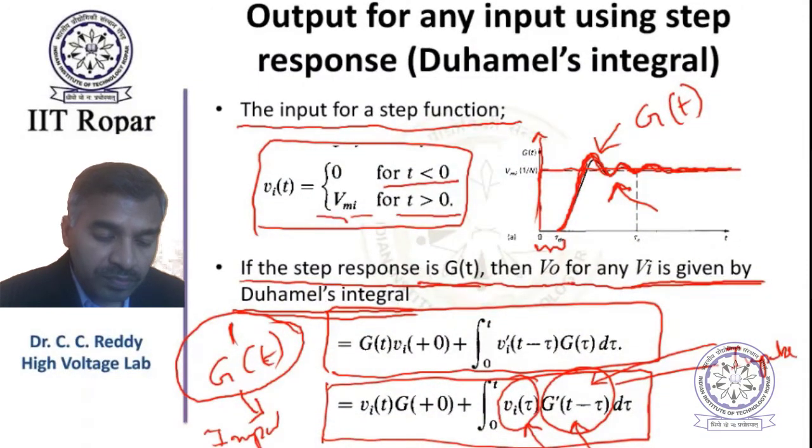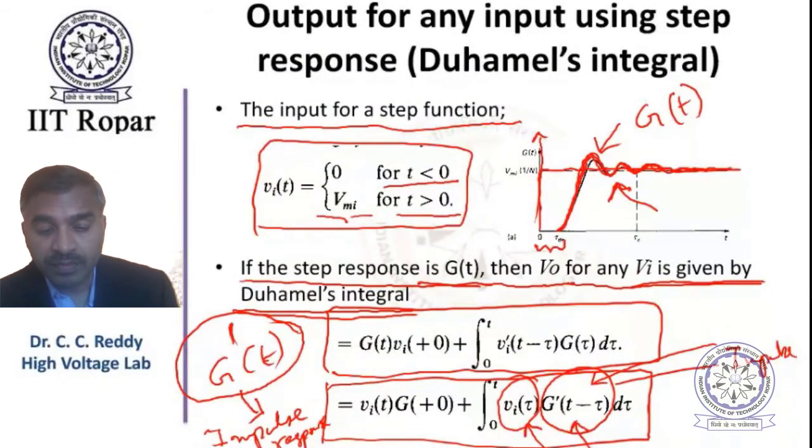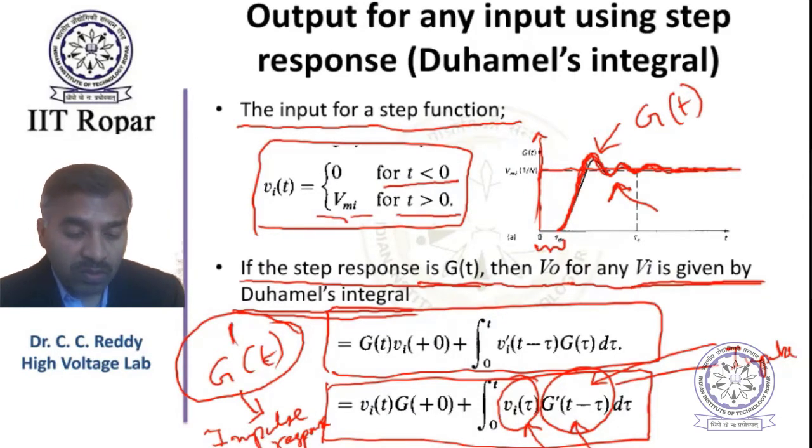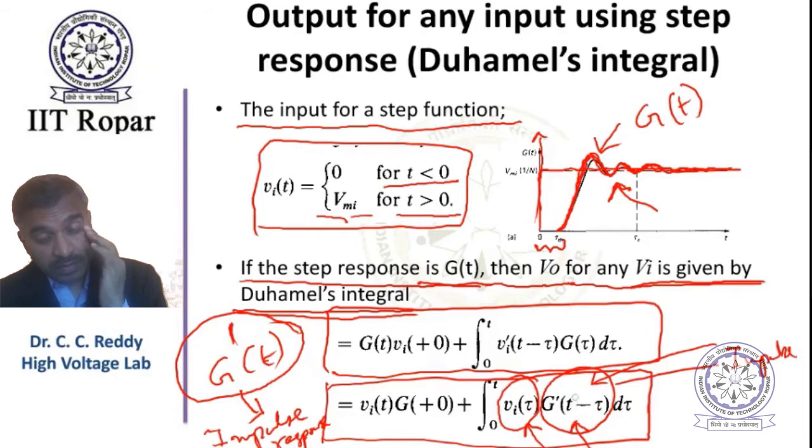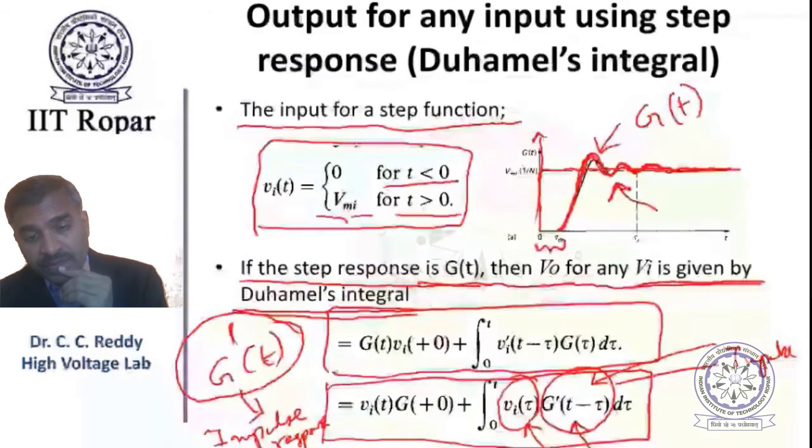We will get Vi of t minus tau. Why do we get Vi of t minus tau? Because we have an impulse. This is a phenomenon of impulse: where the impulse occurs, that value we have to put in multiplication with the impulse signal.